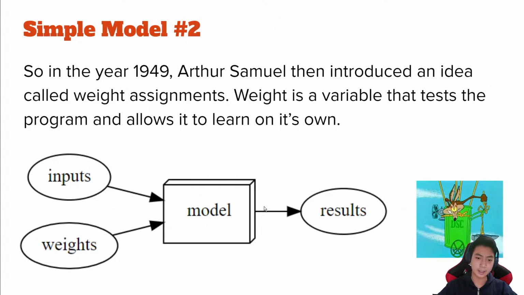There's a guy named Arthur Samuel, and in 1949, he thought of a way for the program to be able to think by itself or fix problems on its own. Instead of having only inputs going into the model, there's now a thing called weight. Weight is something to adjust the result of the model. So you can adjust the weight to be higher or lower, and then you see the results and look if it's good or bad, and then you adjust it again and repeat until you have a great model.